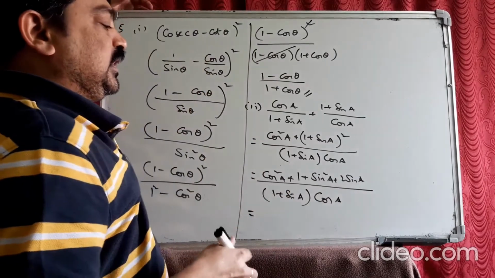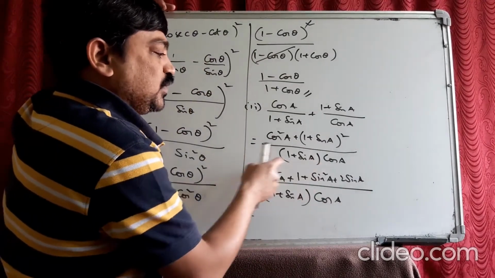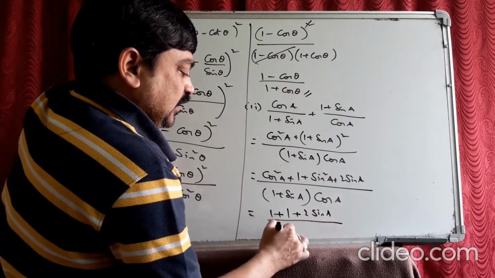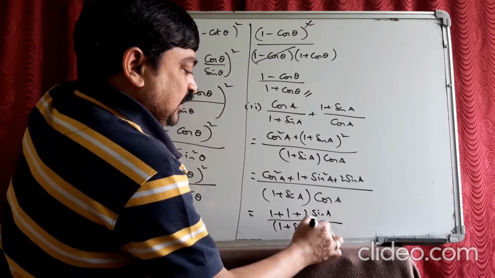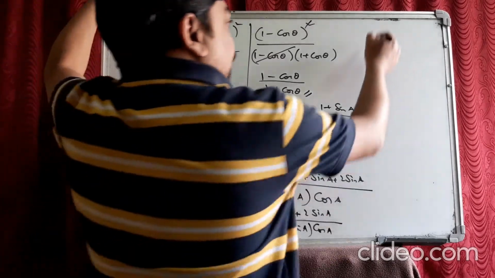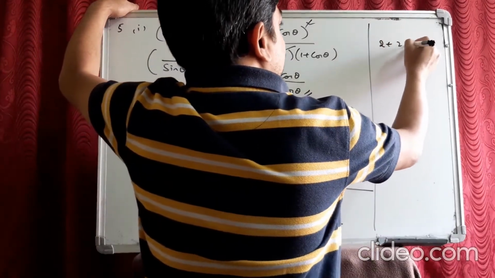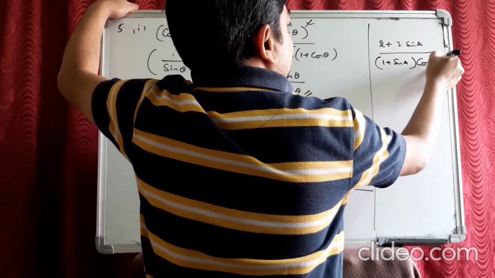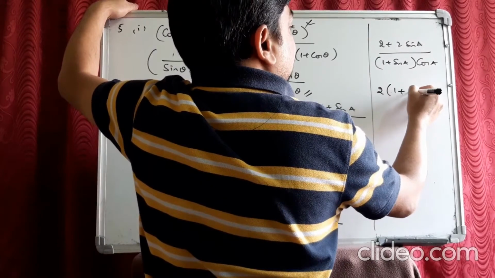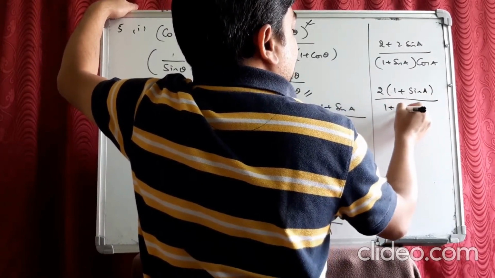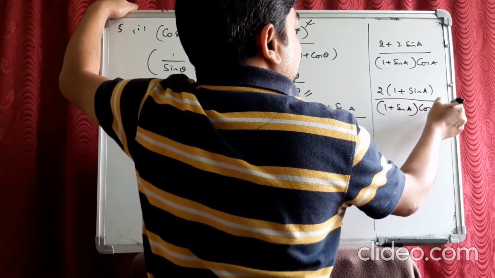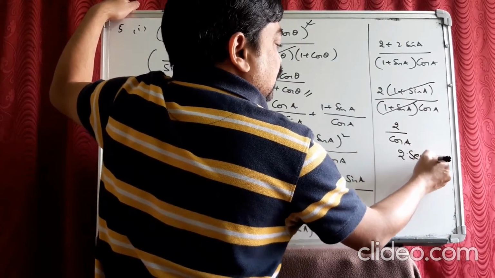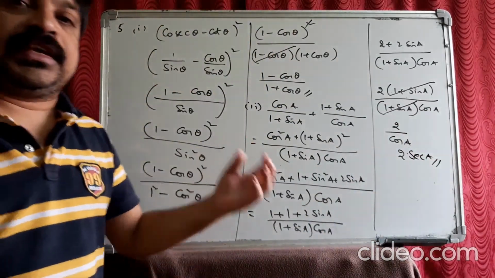Now in the numerator you can see cos square A plus sin square A becomes 1, and 1 plus 1 plus 2 sin A by (1 plus sin A) into cos A. So the numerator becomes 2 plus 2 sin A. If I take 2 common in the numerator, it becomes (1 plus sin A) by (1 plus sin A) into cos A. This bracket gets cancelled. So 2 by cos A will be left. So it can be written as 2 into secant A, because 1 by cos A is secant A.